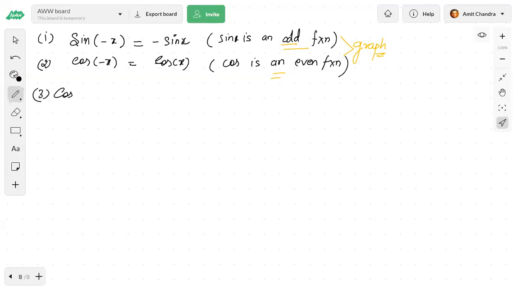Now the third property, which is very important: now we will do compound angles, the addition and subtraction of two angles. So cos of x plus y, we will show that this is equal to cos x into cos y minus sin x into sin y, right? We will prove this property now. Cos x plus y is equal to cos x cos y minus sin x sin y.